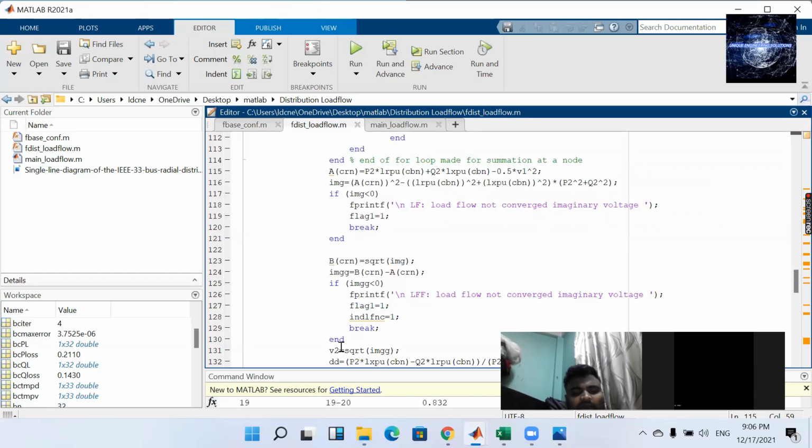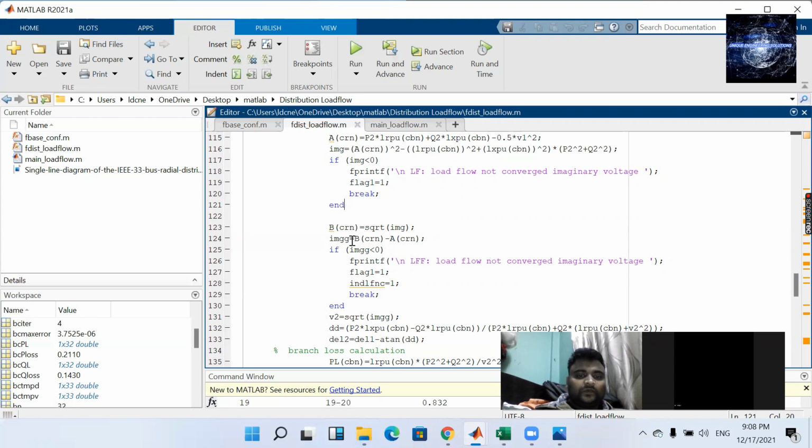We have a very long formula for the receiving-end voltage. We have taken this portion and calculated it again. We know that the voltage magnitude cannot be imaginary. So if a quadratic equation is ax square plus bx plus c, then the characteristic equation, that is b square minus 4ac, must be greater than or equal to 0. Otherwise, the roots will be imaginary. That means load flow is not converging.